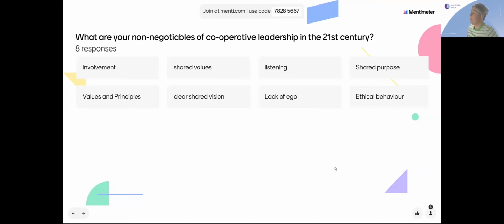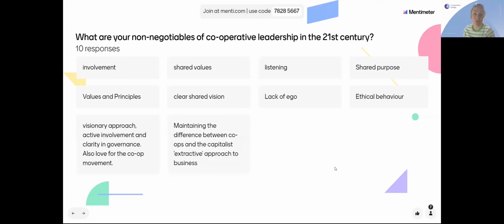Ethical behaviour. That's really, really important, isn't it? A visionary approach, active involvement and clarity in the governance. Absolutely. Also love for the co-op movement. Yeah, because it's got to come from that passion, hasn't it, for that history, but also about the power of what cooperation can mean, not just for an organisation, but for people in communities as well, across the globe.